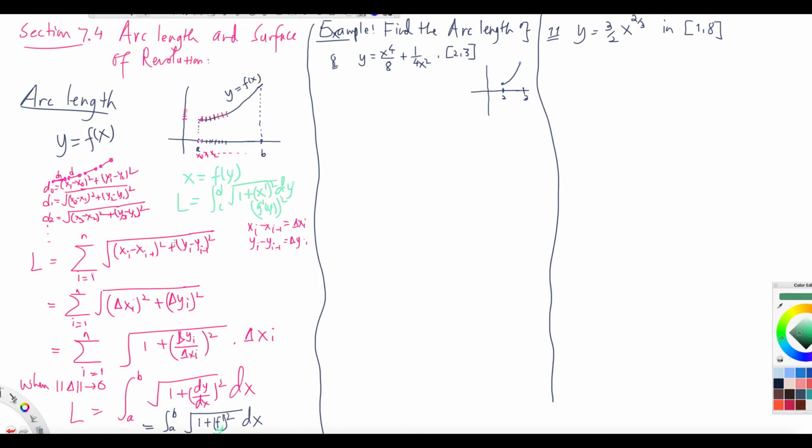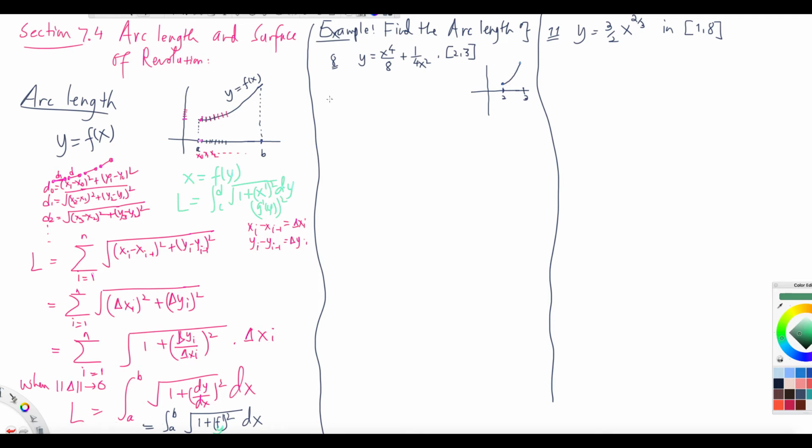Okay, all right, let us do example question number 8 from the book. That is, find the arc length of y equals x to the 4 over 8 plus 1 over 4x squared, in the interval 2 to 3. If you draw the graph, this is what the graph looks like. Now we'll be using that formula directly.